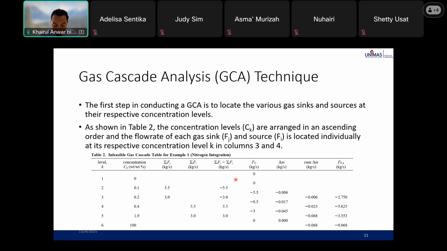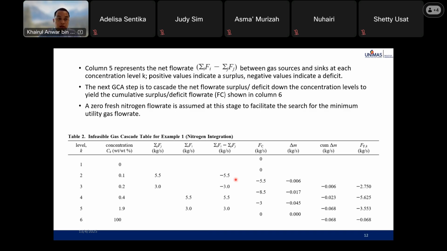So we need to cascade the Fc. Level 5 is in this. So, okay, this is straightforward. What else is different? Water, you notice there is no negative sign for the zinc.